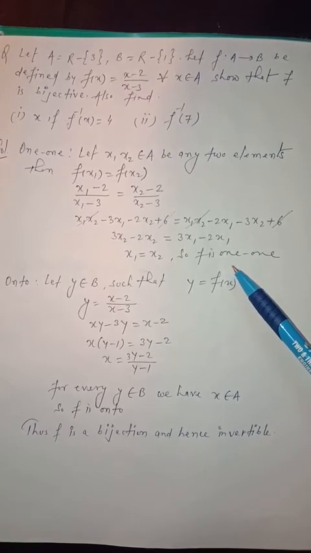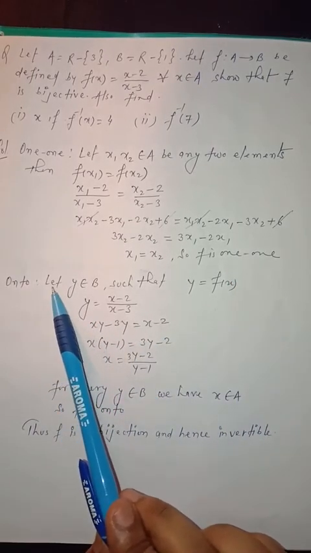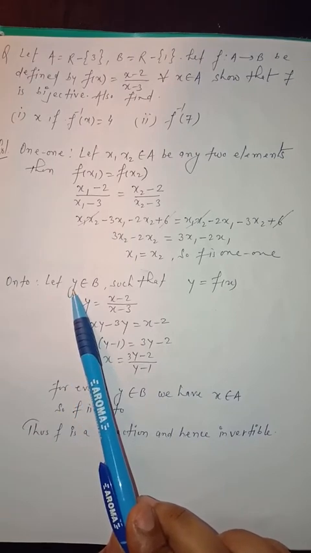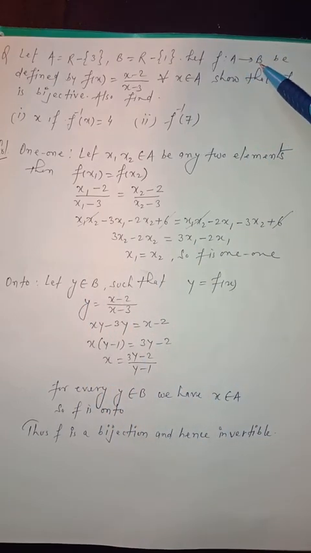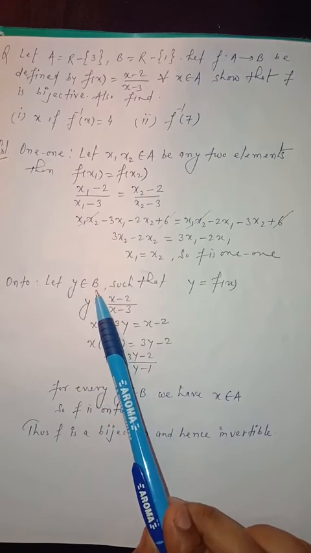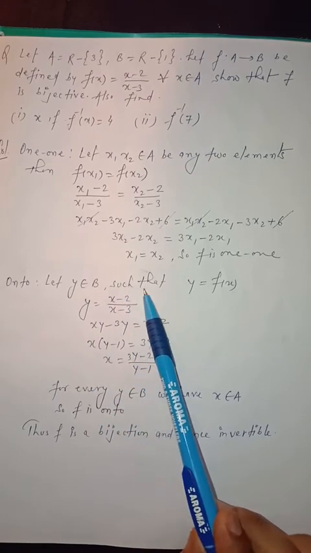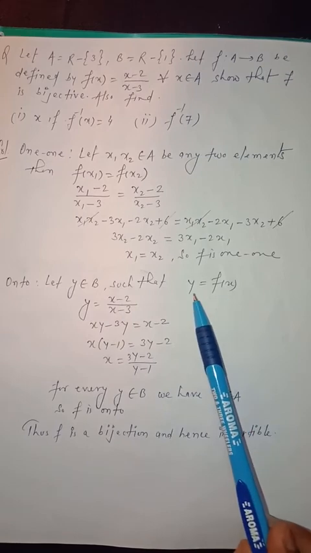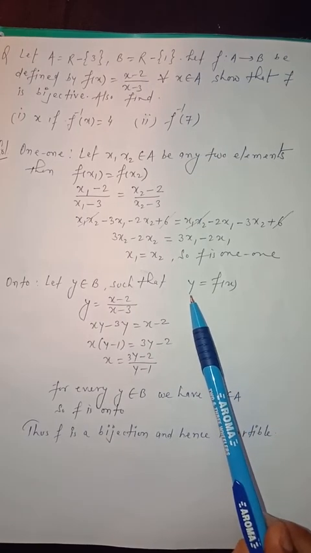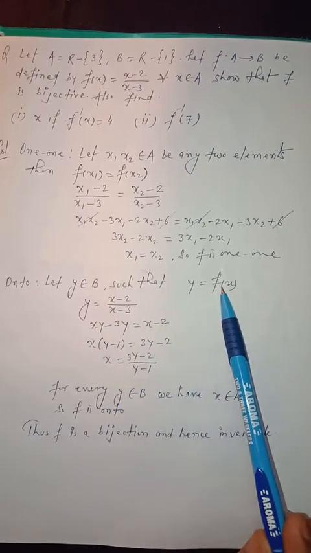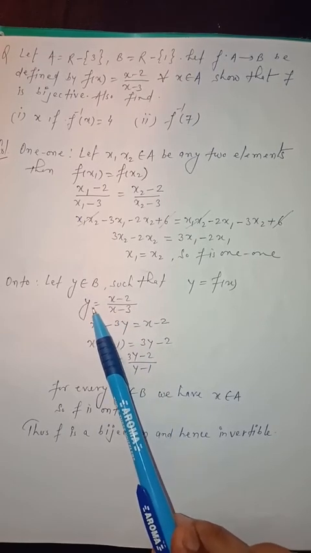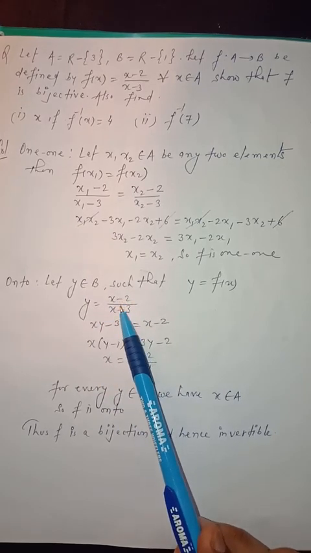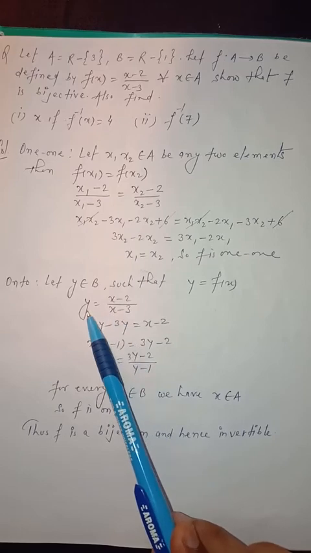Now for onto, the technique is different. For onto, always assume that there is a y which belongs to set B, because y is a part of the range. So there is a y which belongs to set B, such that y is equal to f(x), because the function is always equal to y. So when y is equal to f(x) and the value of f(x) is (x - 2)/(x - 3), from here you try to write the value of x in terms of y. Please note, here the value of y is written in terms of x, but after this we are writing the value of x in terms of y. So this is a rule.